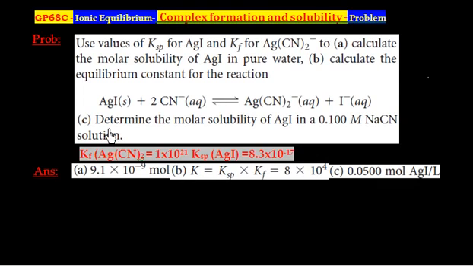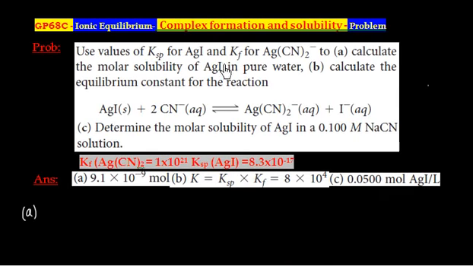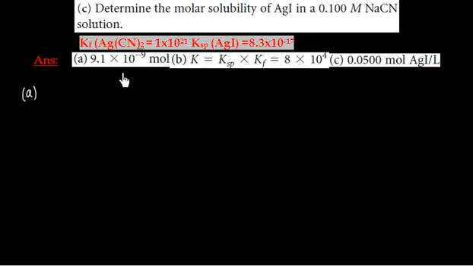Part C, determine the molar solubility of AgI in 0.1 M NaCN solution. So let us discuss part A first. That is, we have to calculate the molar solubility of AgI in pure water. So we will write the dissociation for AgI.